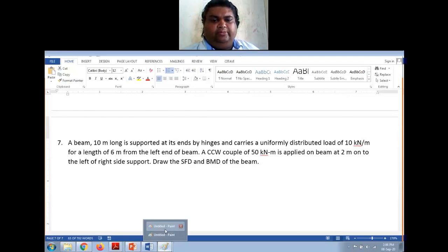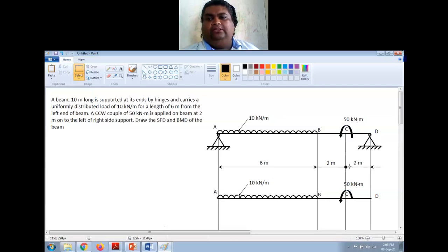So first, let me go to Paint where I have drawn the beam here. So this is my beam AD, which is 10 meters. 6 plus 2 plus 2 is 10 meters long, and it is hinged at A and D. I have hinges, right? You can show them in whatever way you want. It carries a uniformly distributed load of 10 kilonewton per meter for a length of 6 meters from the left end. So this is the left end. From the left end of the beam for 6 meters there is a UDL of 10 kilonewton per meter.